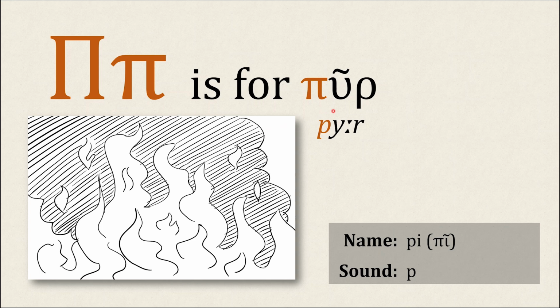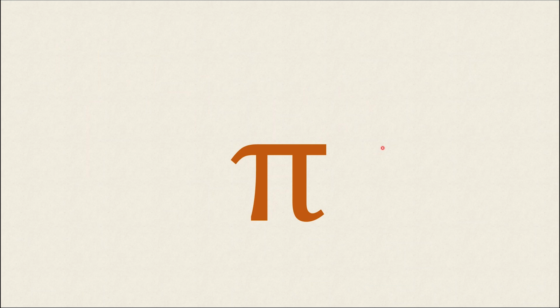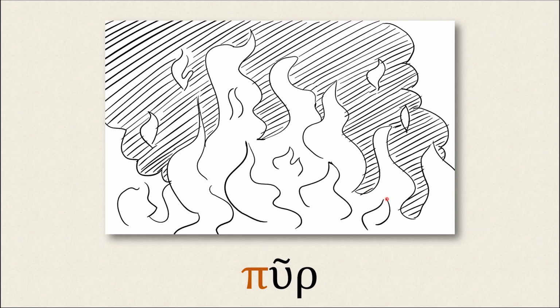Pi is for pur. Pur is fire. The name of this letter is pi. It makes a P sound, a little bit like the English P, which is an aspirated P. But this one just makes a P sound. If you put your fingers in front of your mouth while you say pur, you shouldn't feel a puff of air. But obviously you can remember this because the mathematical symbol pi is the letter P. We get our word pyre from this. A pyre is a funeral custom where you make a fire to cremate someone's body.